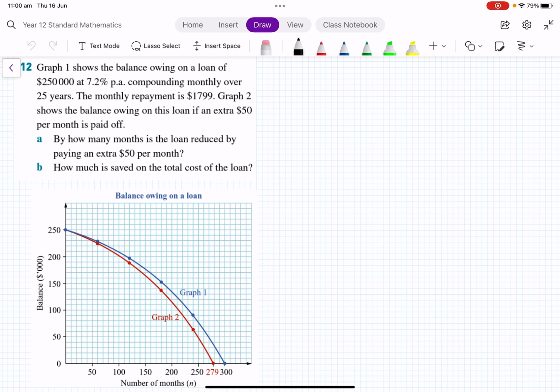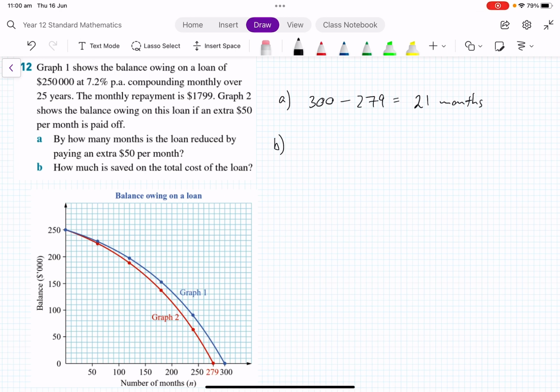For the first part of this question, A, we just need to read off the graph, and actually the numbers are given to us. It asks by how many months the loan is reduced by paying an extra $50 per month. Instead of taking 300 months, it takes 279 months. So we do 300 minus 279, which is equal to 21 months. In the scheme of 25 years that doesn't seem a lot, but it's almost 2 years. These things are good to remember as you go into life with a loan. If you can pay off a little bit extra, you can make a big difference.